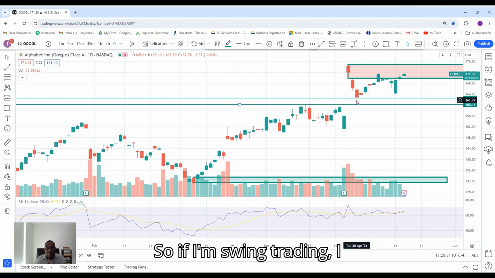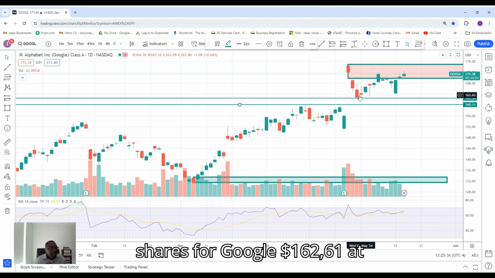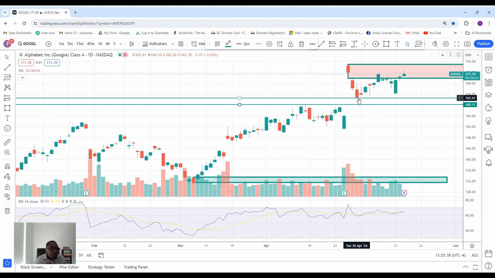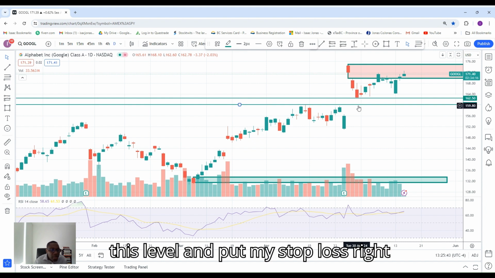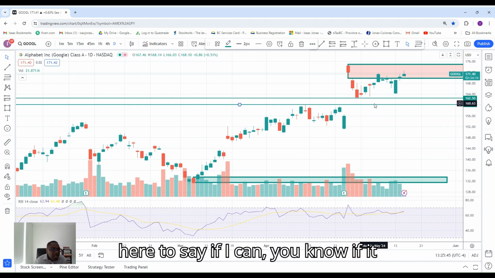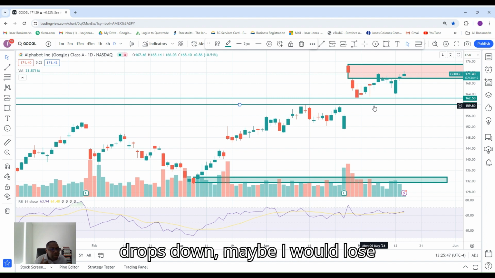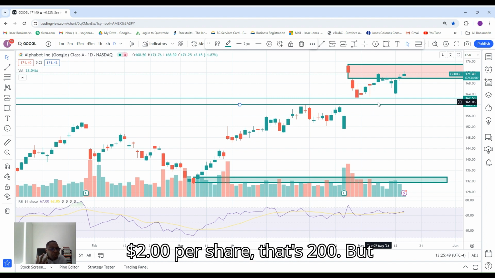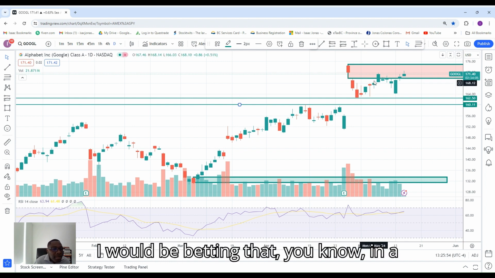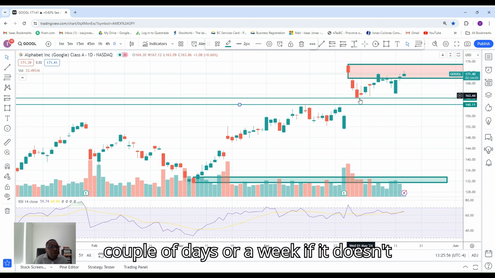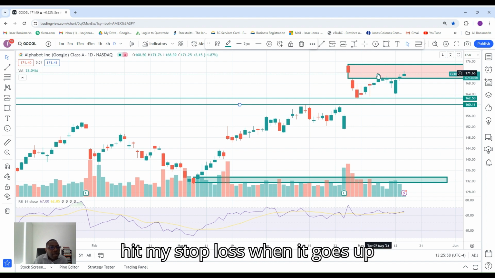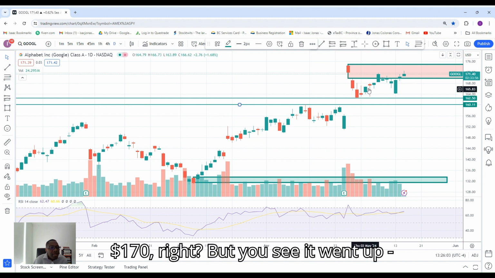So if I am swing trading, I would say, let's say, buy 100 shares of Google at $162.61 at this level, and put my stop loss right here, so if it drops, maybe I would lose $2 per share. That's $200. But I would be betting that in a couple of days or a week, if it doesn't hit my stop loss, it goes up to, in this case, 170, right?